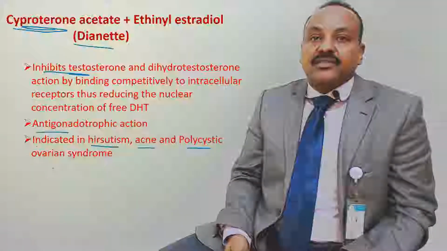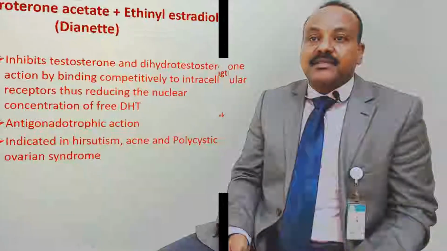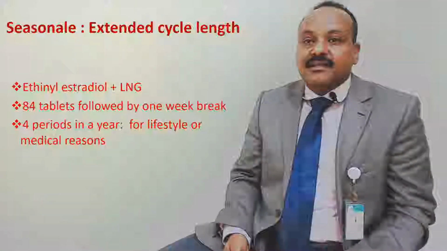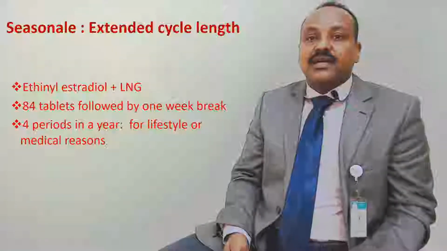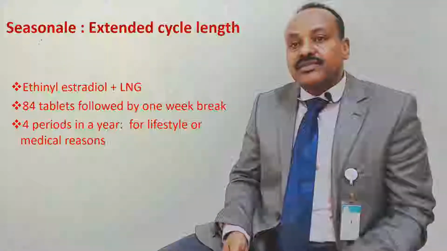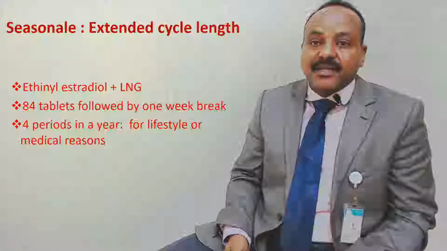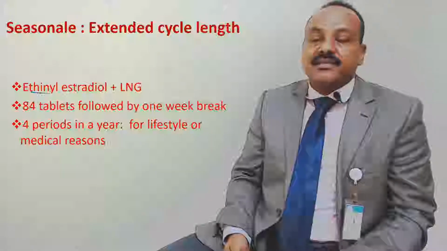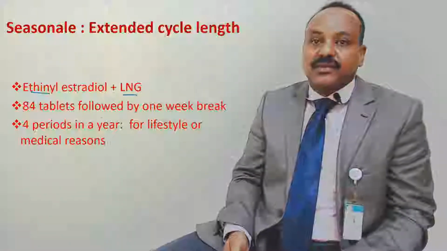Seasonale, one of the newer tablets, has an extended cycle length. As I told you, it is composed of ethinyl estradiol plus levonorgestrel combined pill, 84 tablets. It's used for certain medical reasons.